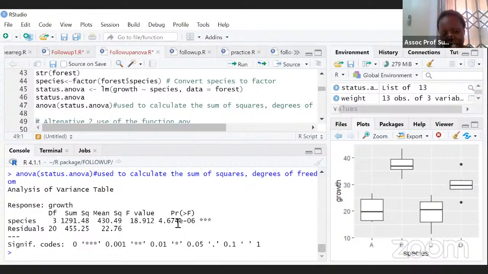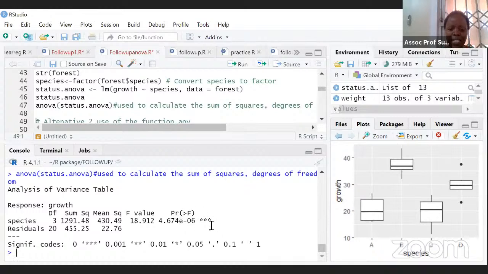So we have evidence to reject the null hypothesis and conclude that there are differences in the way the species affects the growth, or growth depends on the species that has been planted on the farmer's field. So some species are going to grow faster, others are going to grow slower. So that is the species effect we are seeing. Or we can say there is a significant species effect on growth. Then in bracket, you put in the result of the F value, the P value, and the degrees of freedom.